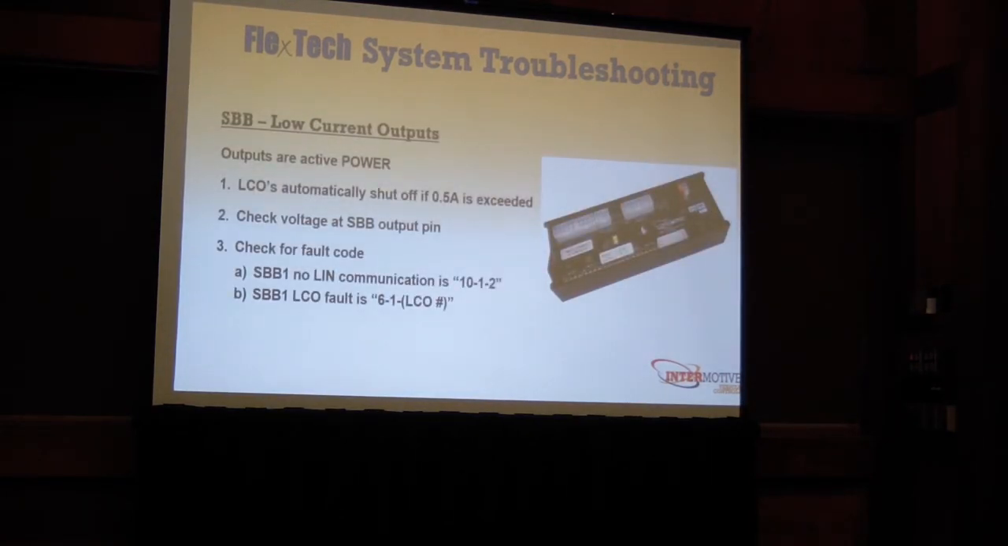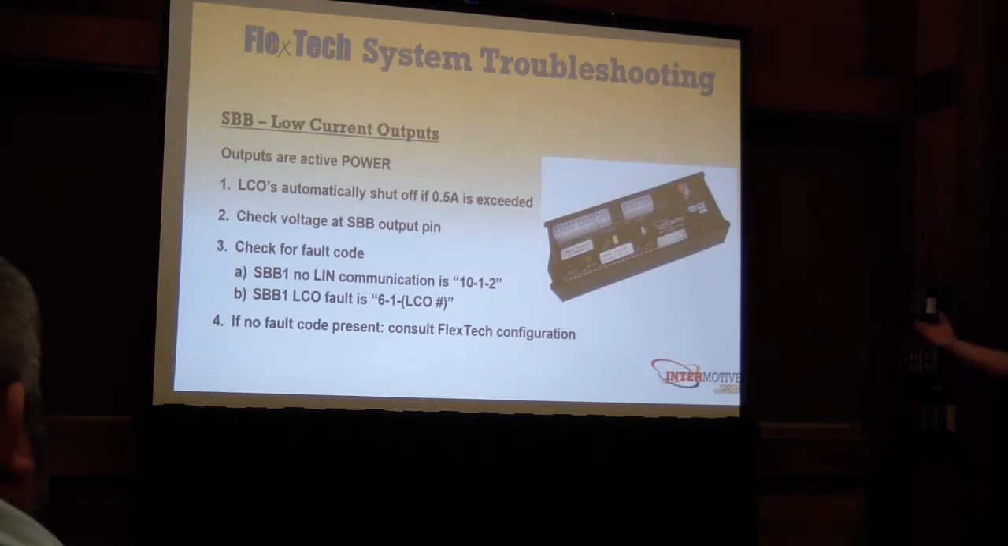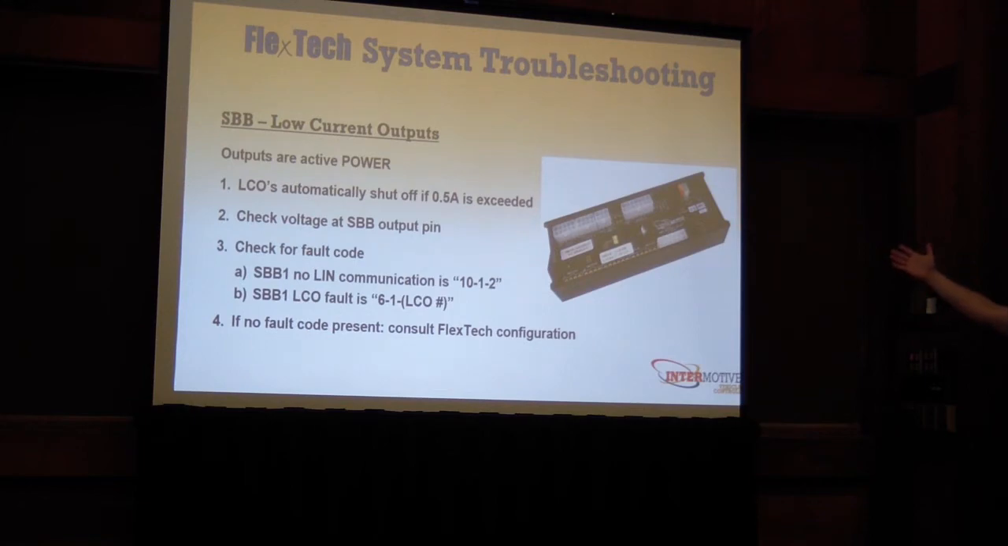Troubleshooting the LCOs on the SPB is very similar to the LCOs on PRPC, except that your code could be different. You could be having a link communication issue. Maybe your switchback module is not powered, maybe it's not communicating. And you can also check for a fault code. The 6.1 means there's an issue with a low current output on that switchback board, and the last number in the 3-digit code is going to be the LCO number.